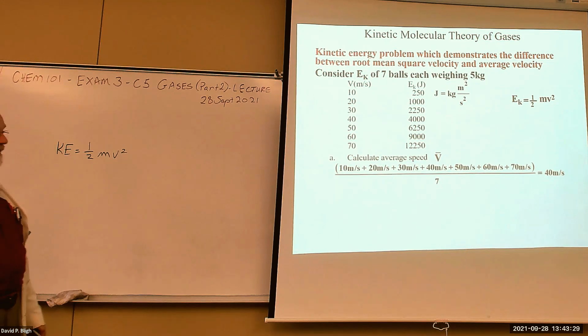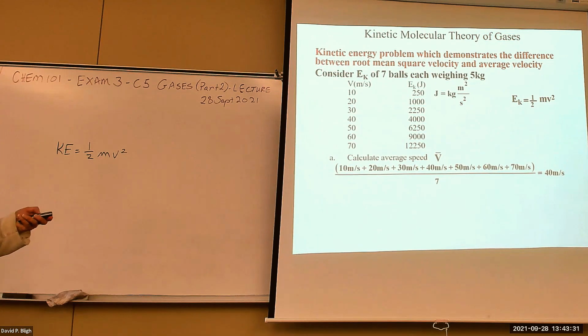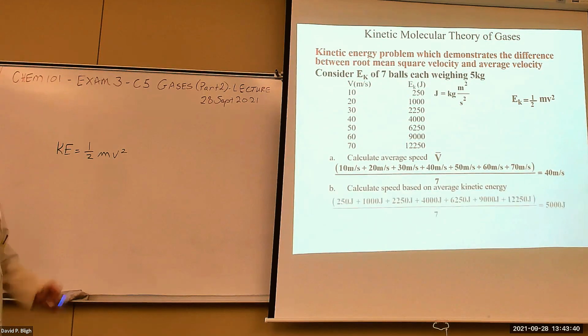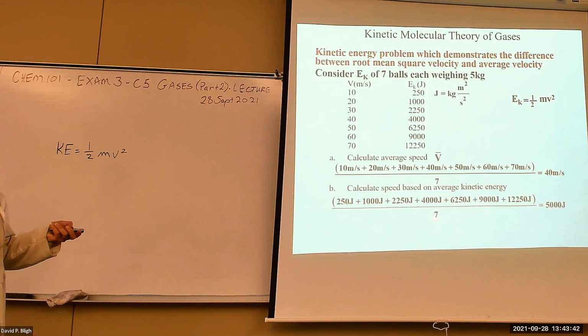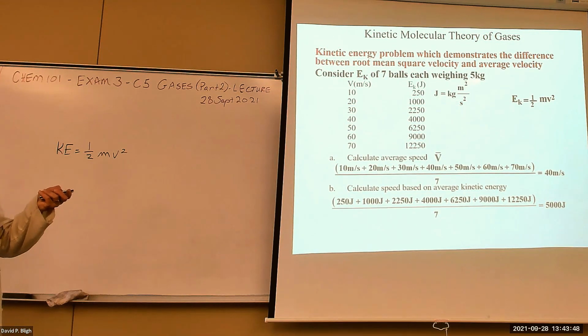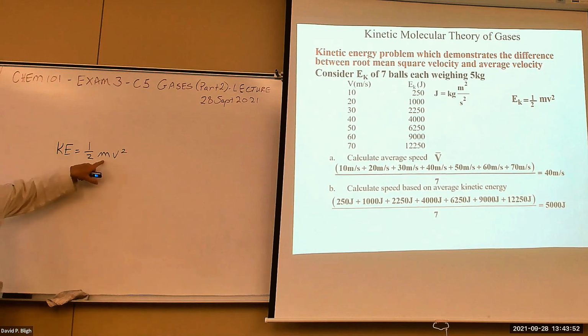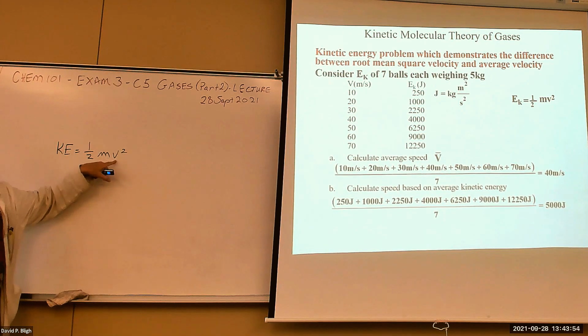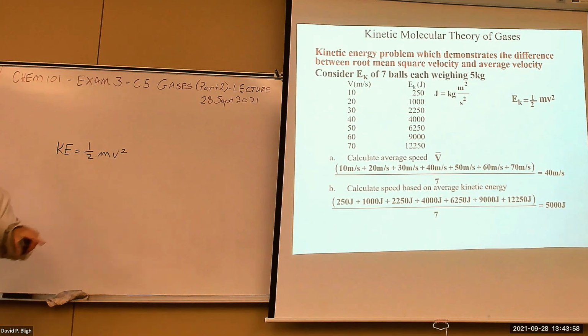But before we do that, let's calculate what the average kinetic energy is. Take the average of that column. We just add them together and divide by 7. We get 5,000 joules. That's what kilogram meter squared per second squared is, a joule.